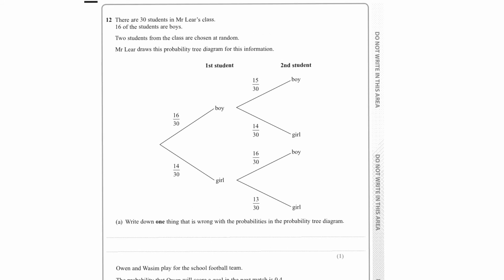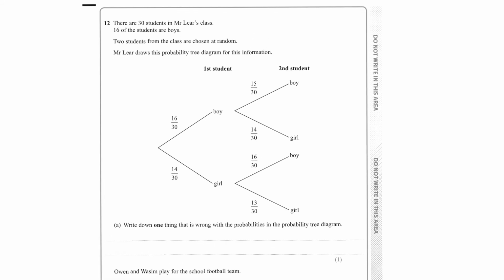Okay, so moving on to question 12 to do with tree diagrams, so probability trees. Okay, so in this scenario, we've got 30 students in Mr. Lee's class, 16 of them are boys. 2 students from the class are chosen at random. So the first tree is showing the probability of picking out one student, whether it's a boy or girl, and the probability of picking out the second student after you've picked the first student. So the question is to write down one thing that is wrong with the probabilities in this probability tree.